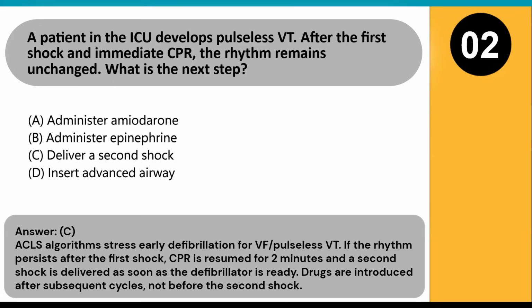ACLS algorithms stress early defibrillation for VF/pulseless VT. If the rhythm persists after the first shock, CPR is resumed for 2 minutes and a second shock is delivered as soon as the defibrillator is ready. Drugs are introduced after subsequent cycles, not before the second shock.